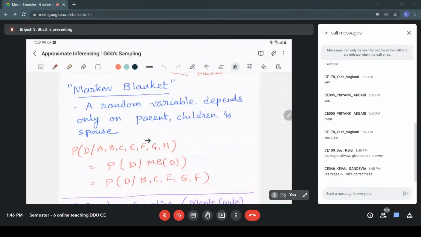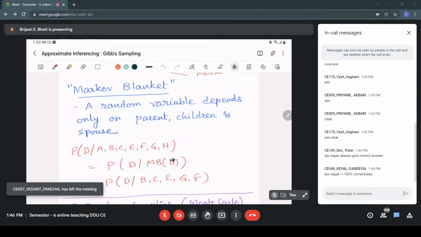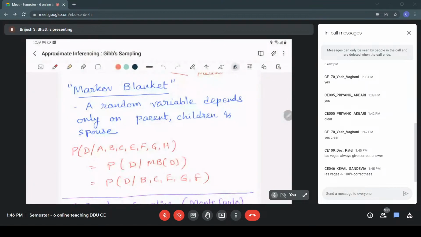Right? So D given A, B, C, D, E, F, G, H becomes D given Markov blanket of D. We'll use this notation. So instead of writing B, C, E, G, F, I can say it is Markov blanket of D. Or conversely, if I write Markov blanket of D, you should be able to figure out that it means parents, children, and spouse of D. That is B, C, E, G, and F. Is this clear? How to figure out the Markov blanket?